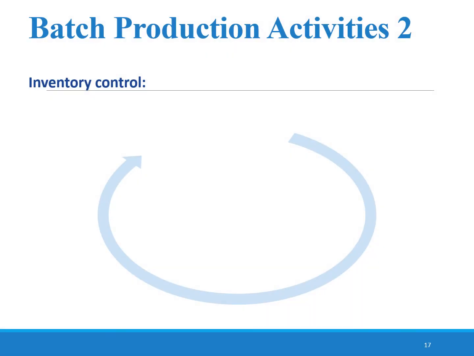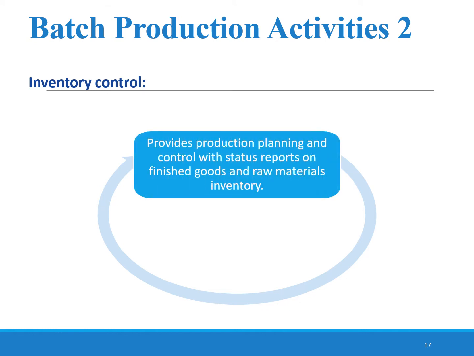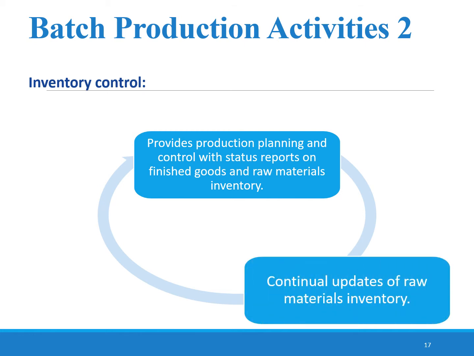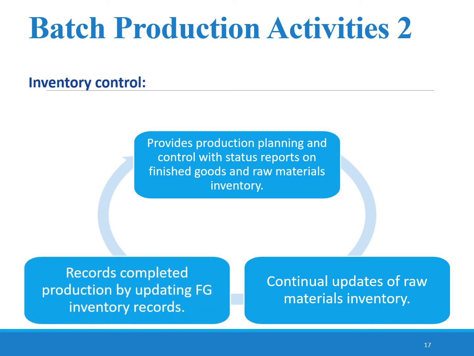Okay, so on the side of inventory control, it starts with providing the production planning and controls with the status report on the finished goods and raw materials inventory, which we explained in the beginning of the inventory, where it's kind of assessing the inventory record, which is, as we said, the input to that process. And then continual update of raw materials inventory according to the need and scheduling, planning, scheduling production, and then records completed production by updating the finished goods inventory record.